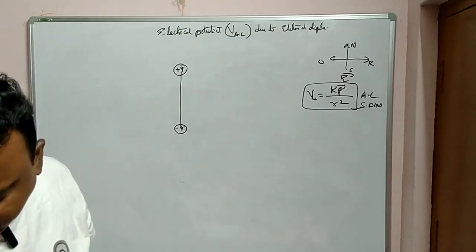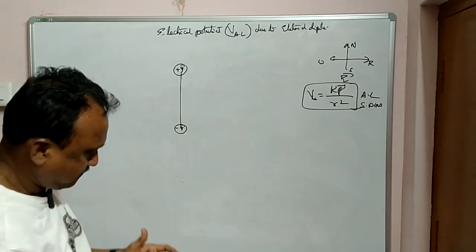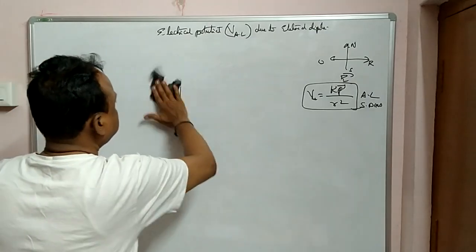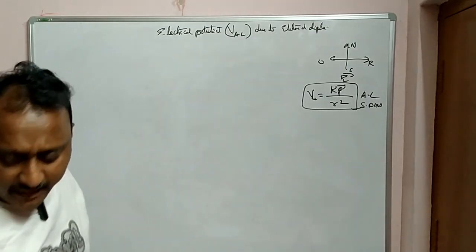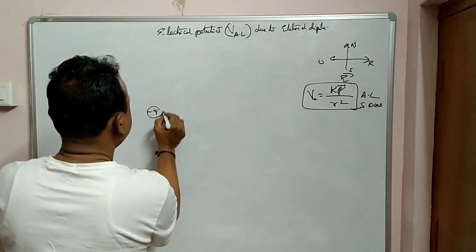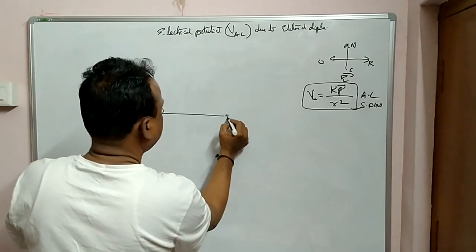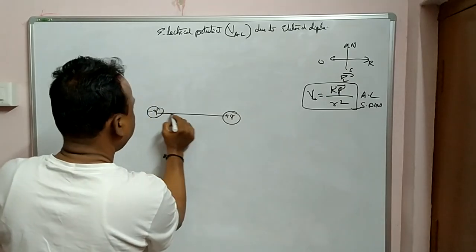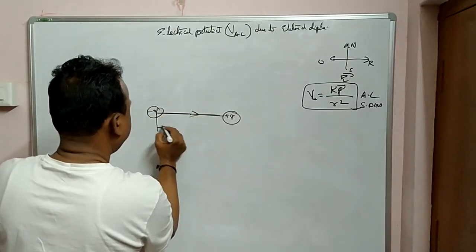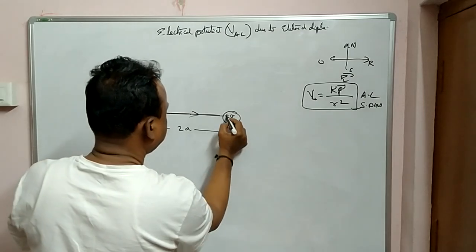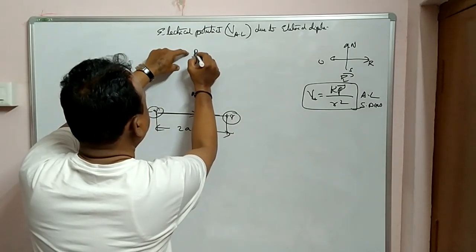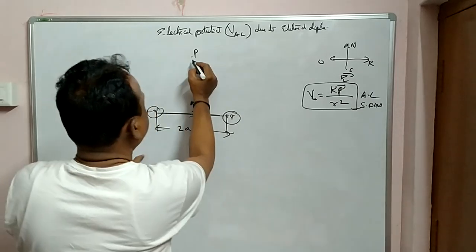Now you can observe here, the point I have to take is on the equatorial line, not here. So these are your dipoles, minus q, plus q, this is the dipole direction, and this distance I am taking as 2a as usual. Point P I am taking on the equatorial line, you can see, parallel to the north-south plane.